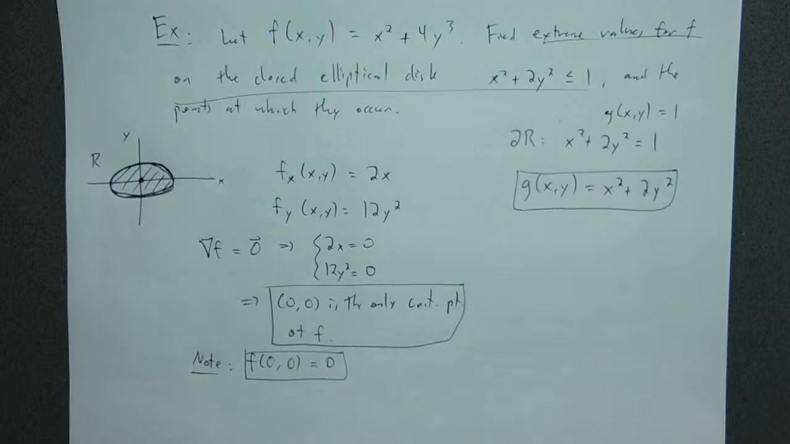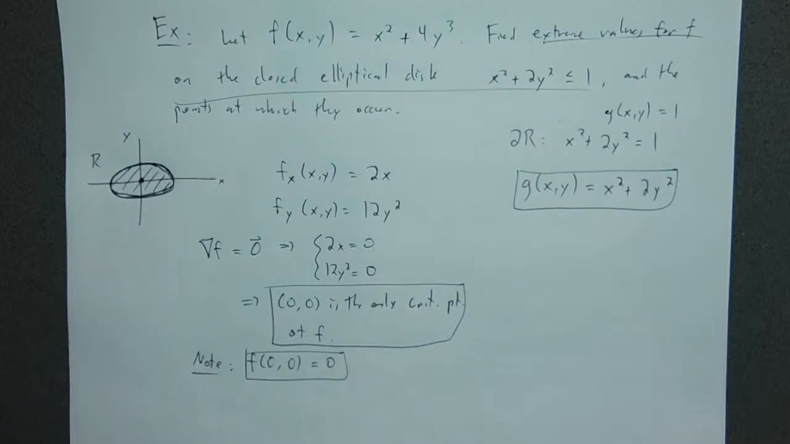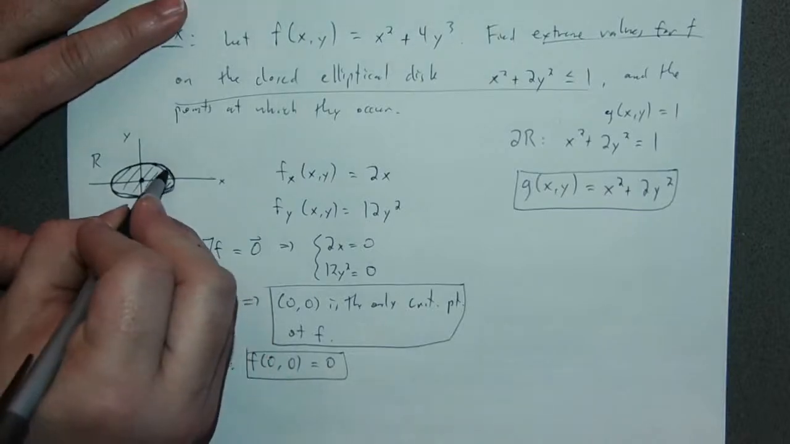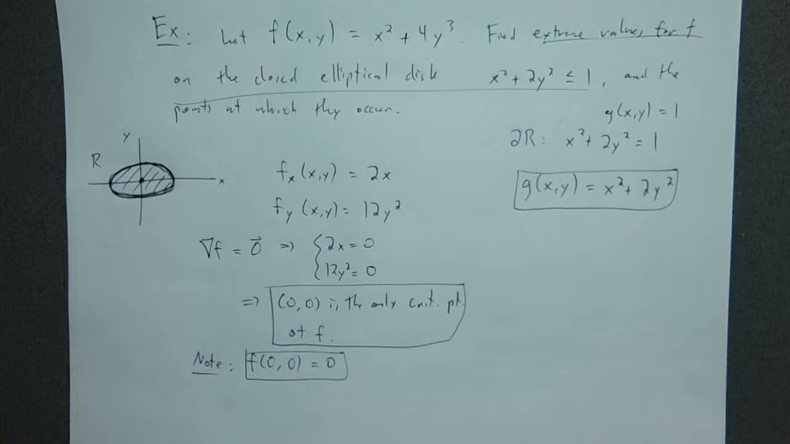And so if I find any values of f that are greater than 0 that lie on this region R, then this can't be a max in that case. If I find a value of f that is less than 0, this can't be a min. Now, this is the only critical point, so the only other place where something can happen is on the boundary. And to take care of that, I need to do this Lagrange multiplier business.